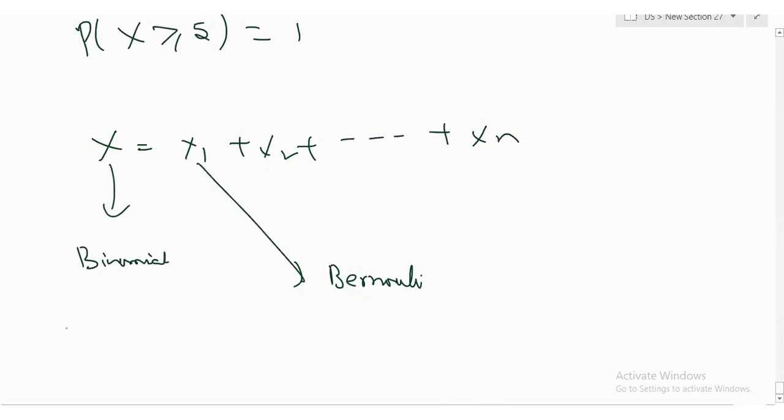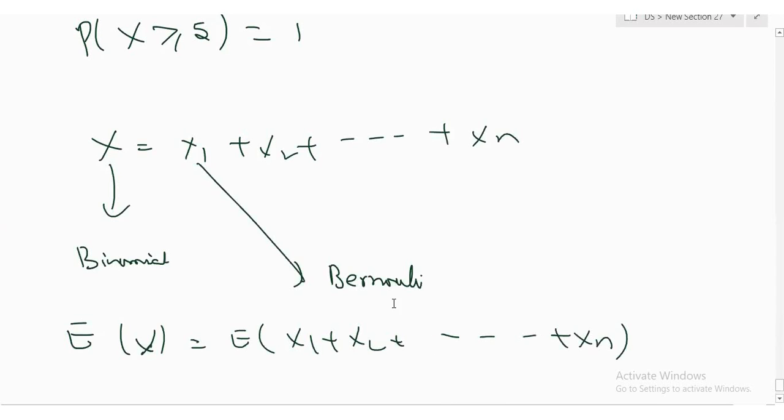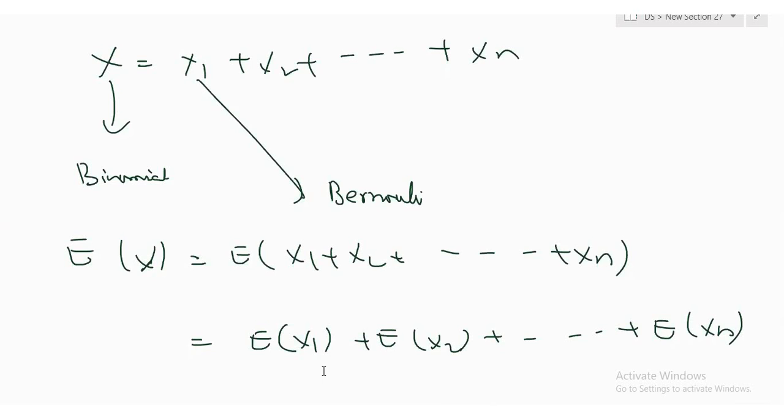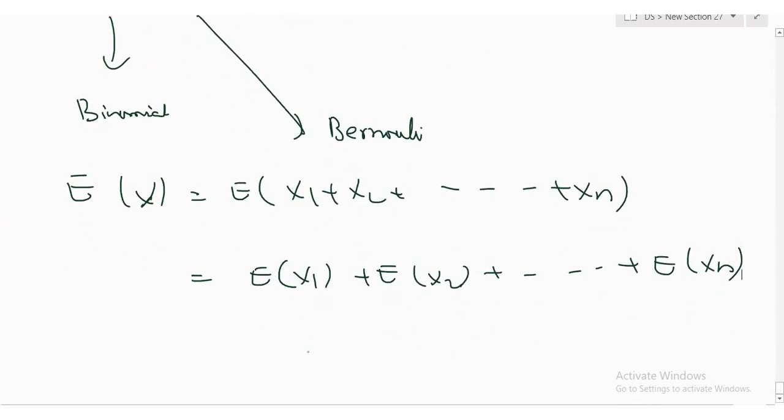Now, I want to calculate the E of x. What is the meaning of this? Agreed? What is this? E of x1 plus E of x2 up to E of xn. Expected value of x1 is how much? P for a Bernoulli random variable. What is the expectation of x1? P, no? We learned already. So this is going to be P, right? This also P.